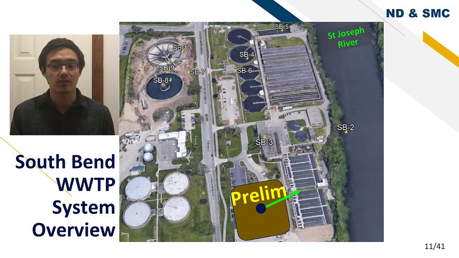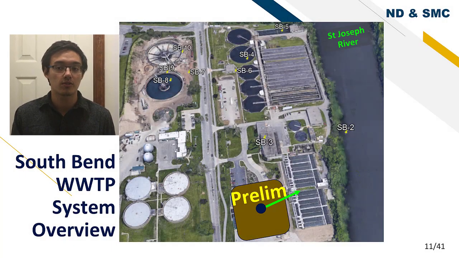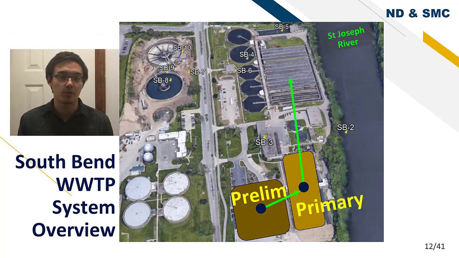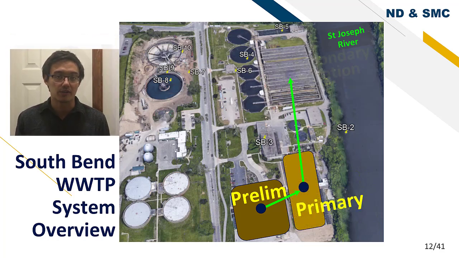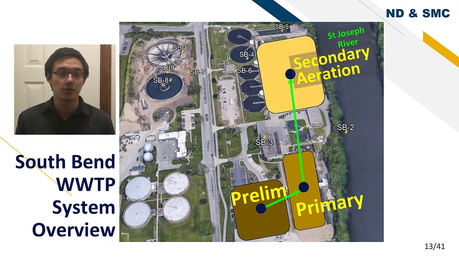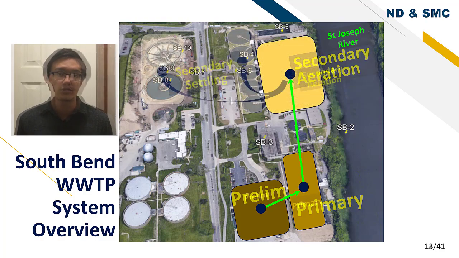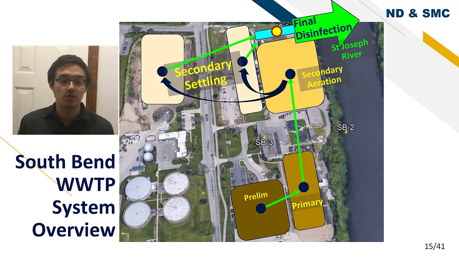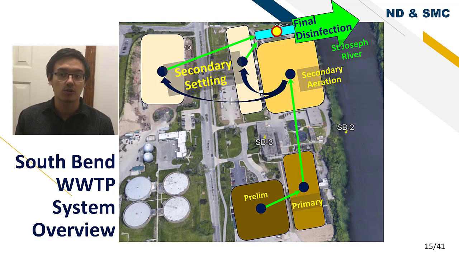Here's a quick plant tour. First is preliminary treatment with bar screens and grit tanks. Next is primary treatment with 8 primary clarifiers. Then secondary treatment with 4 aeration tanks. Next, secondary settling with 7 settlers. Then disinfection with 2 chlorine chamber tanks, dechlorination with sodium bisulfite, and discharge into the St. Joe River.